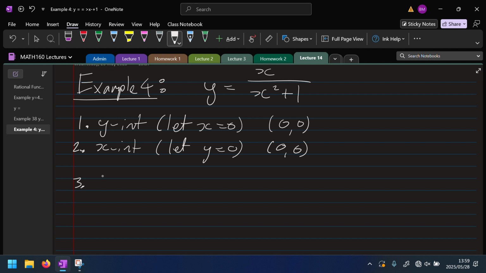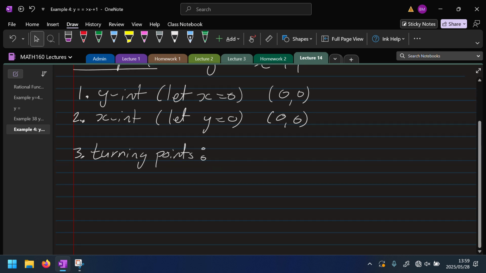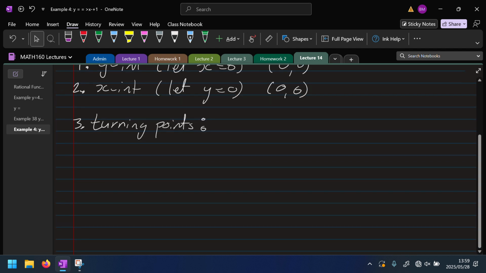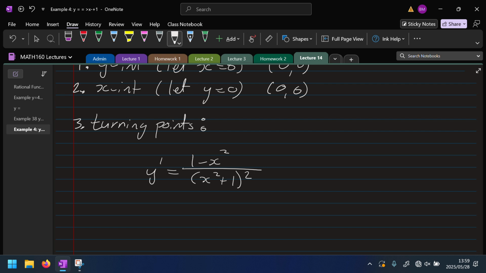Turning points. Let's see what that is. For turning points, we want to find the first derivative, set it equal to 0, and see what we get. Again, it's a quotient, f over g, so just use your quotient rule. We end up with y prime equal to 1 minus x squared over (x squared plus 1), and then you square the bottom. We want this to be 0. That's going to give us the turning points.